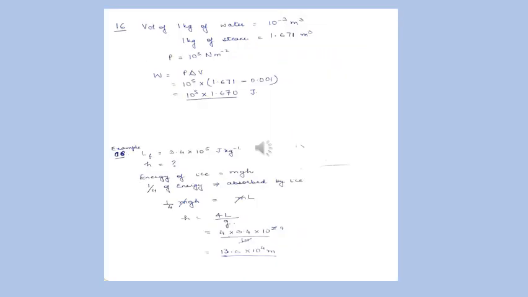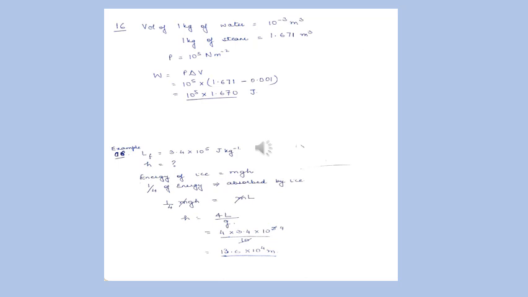16th, what amount of work will have to be done in converting 1 kg of water into steam at 100 degrees Celsius and normal atmospheric pressure? The volume of 1 kg of water at 100 is 10 to the power minus 3, and that of steam is 1.671 meter cube. The normal pressure is the atmospheric pressure, that's 10 to the power 5 Newton per meter square.